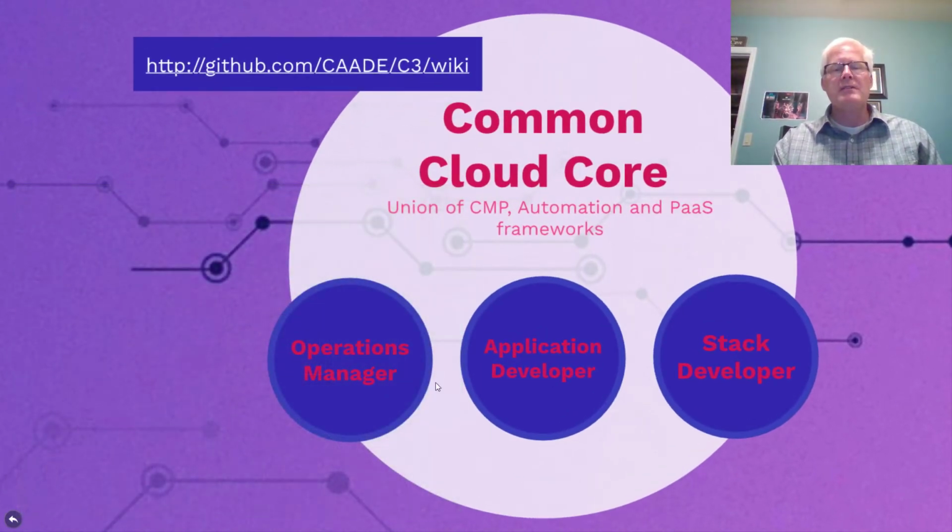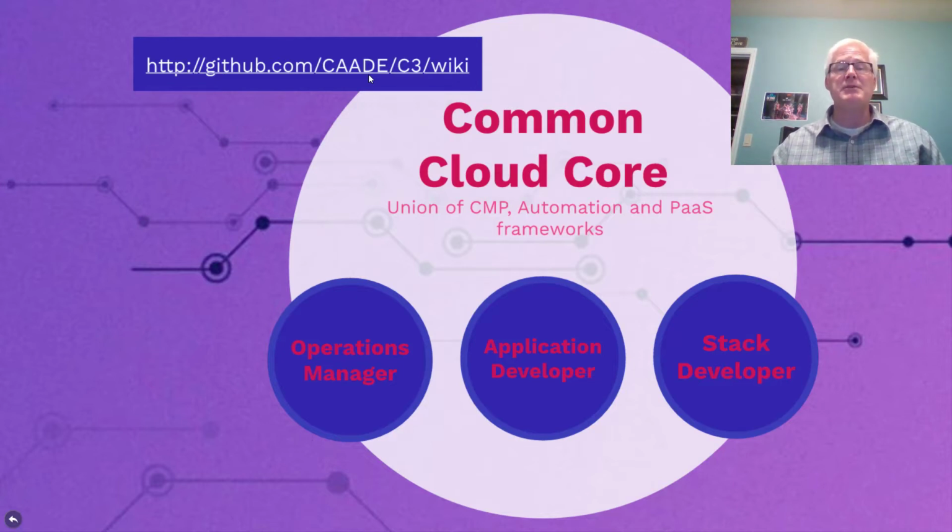So one thing that we can look at, first off, the Common Cloud Core is an open architecture, and you can find it here at this URL, github.com/cade/c3/wiki, which has the full architecture there. It is an ongoing project. If you want to contribute, feel free to contribute. We're trying to capture a bunch of use cases and architectural elements to help make hybrid clouds easier to use.